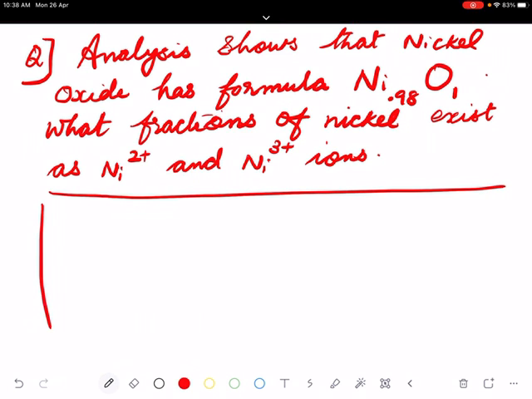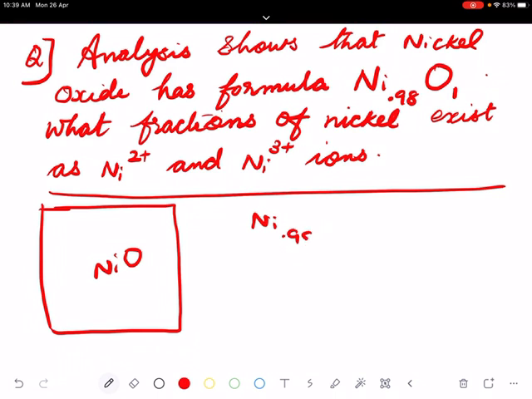So in this nickel oxide crystal, it is deficient in nickel. Electrical neutrality is to be maintained. So for this Ni0.98 O1.00, for the easiness of calculation, I am writing it as Ni 98 and O 100. So in my crystal, I am considering Ni 98 and O 100.